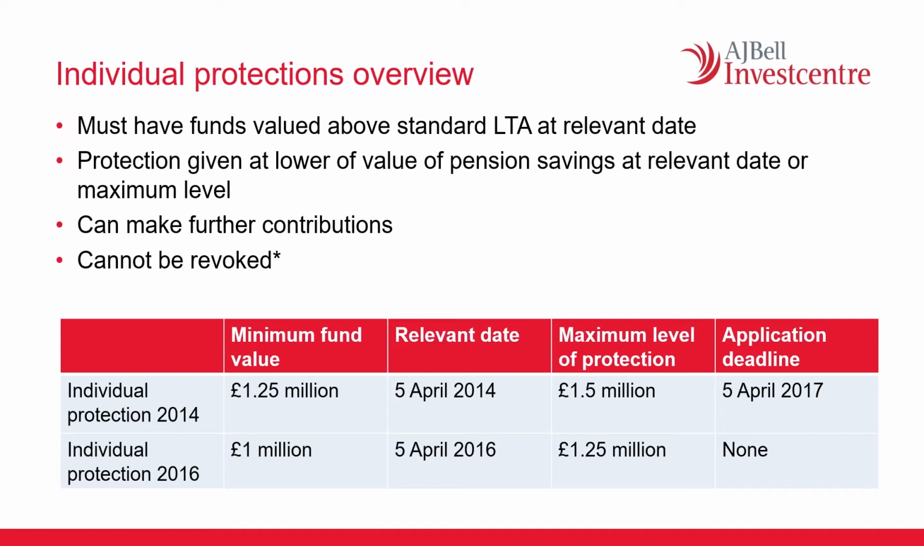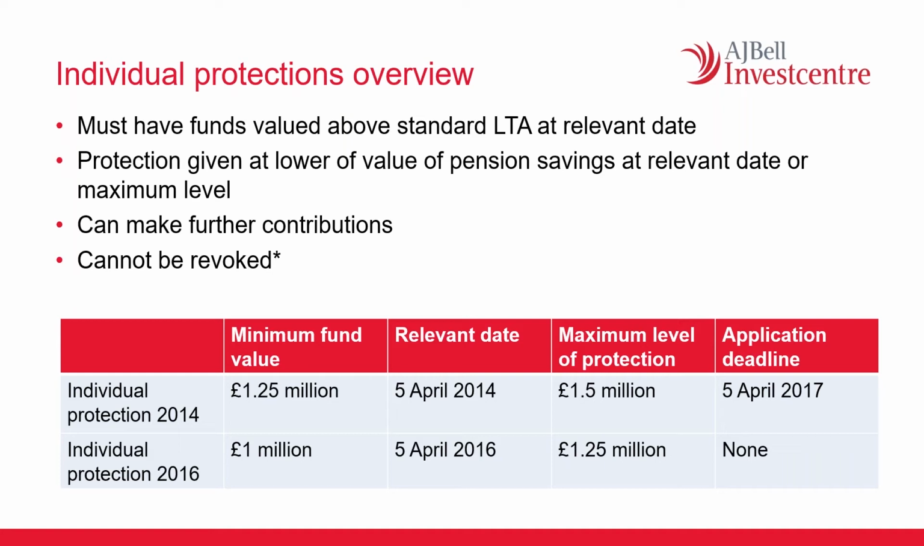You have to have funds valued above the standard lifetime allowance at the relevant date. So for individual protection 2014, which was when the lifetime allowance dropped from 1.5 million down to 1.25, then you had to have above 1.25, but the maximum level would have been the 1.5, which was the previous level of the lifetime allowance. So you do get an individual amount. So people that have these protections, it'll have their fund value written on it, which will be a specific amount individual to that person. So they will all be different.